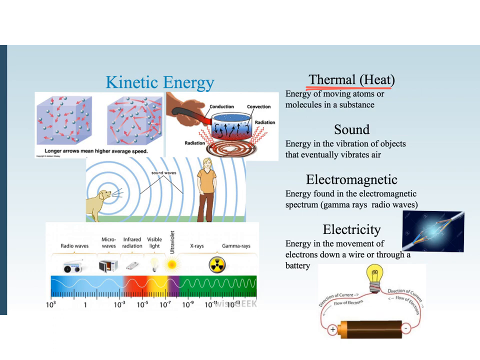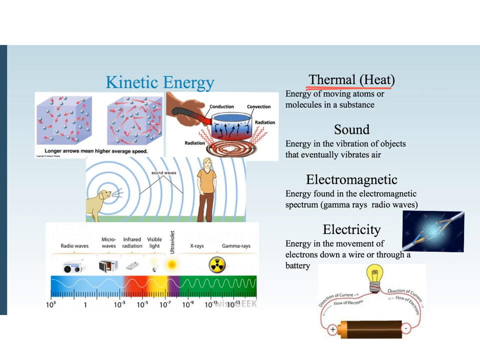If we talk about an object's thermal energy, we're talking about the energy of the atoms or molecules in the substance, the movement of those atoms and molecules. So the faster a substance's molecules move, the more thermal energy it has, and the hotter the temperature. The slower the molecules move, the less thermal energy something has, and the cooler the temperature.